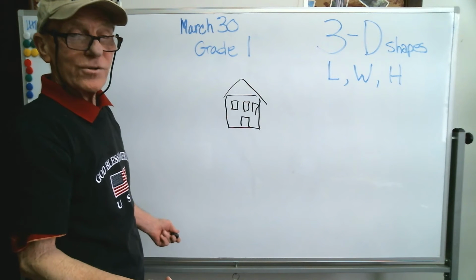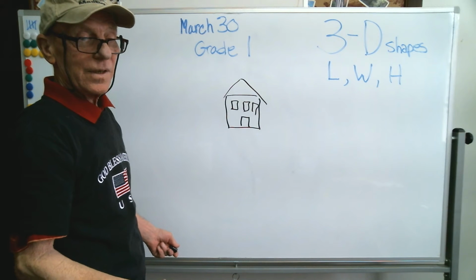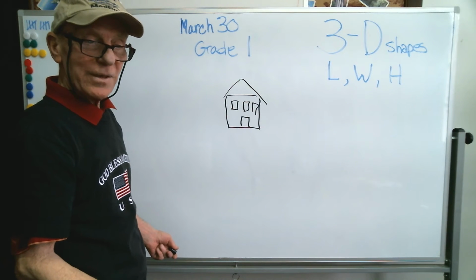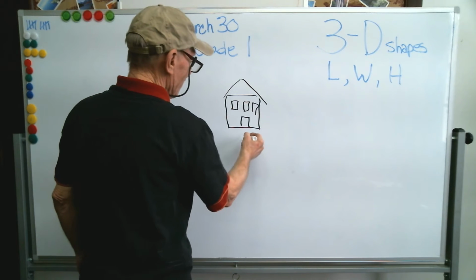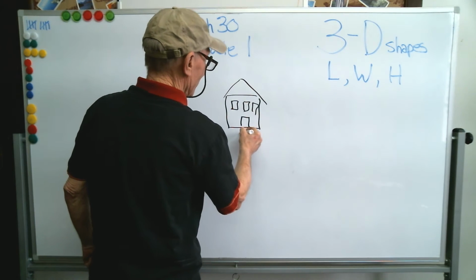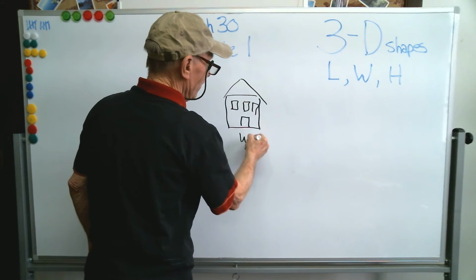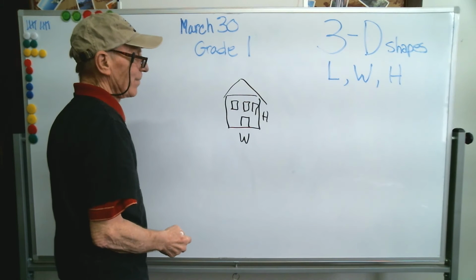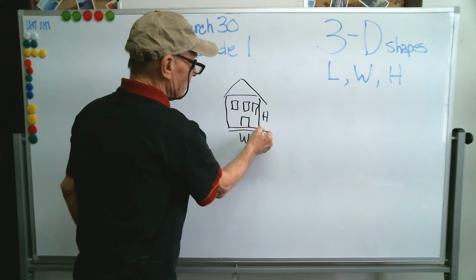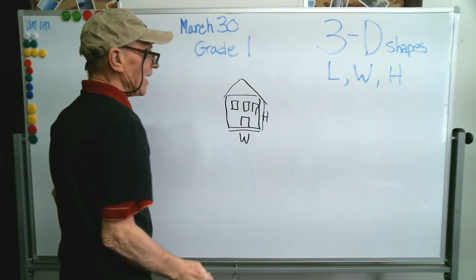And that house is only two-dimensional. Why? Because it only has a width and a height. The house is that wide, it's that high.